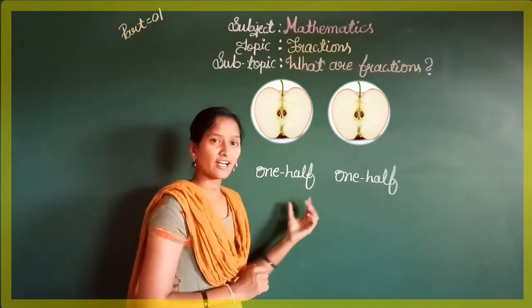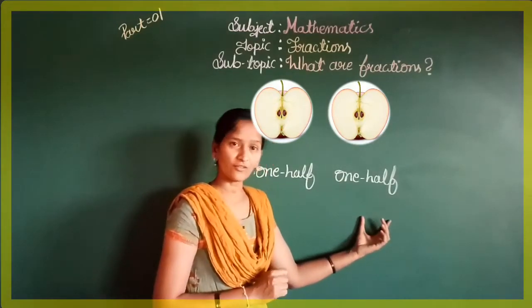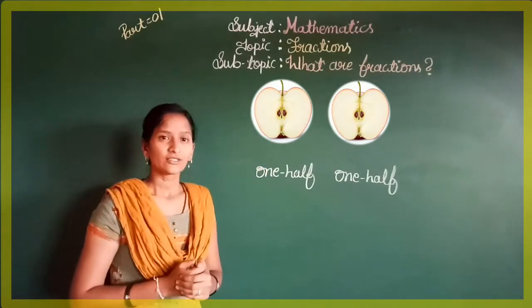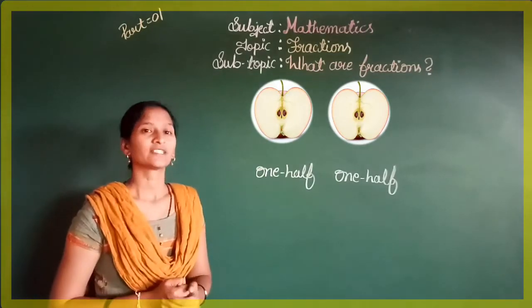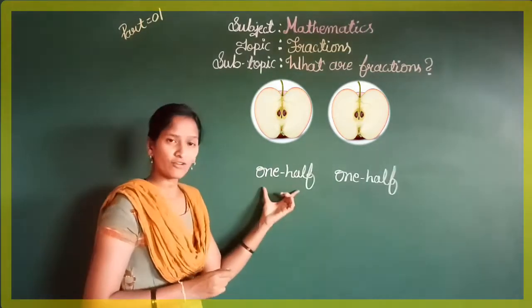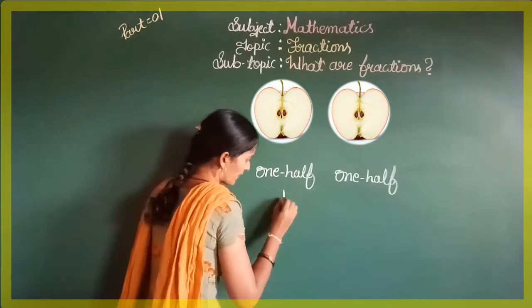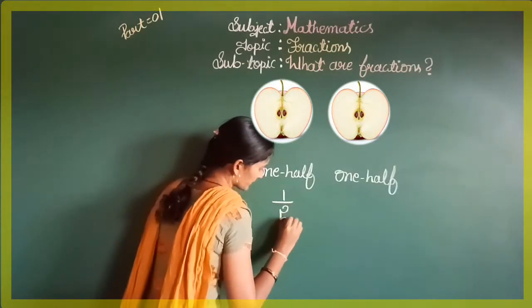It's one half and it is also one half. How can you denote it mathematically? Yes, this one half I am writing as 1/2. Okay.